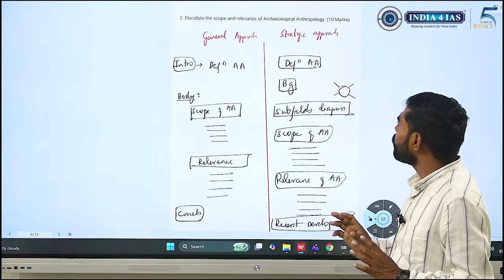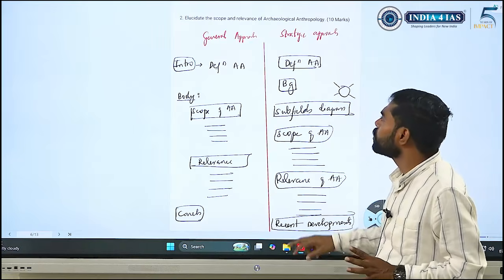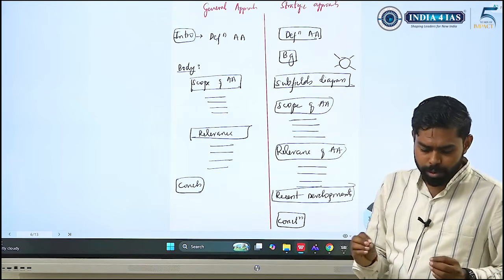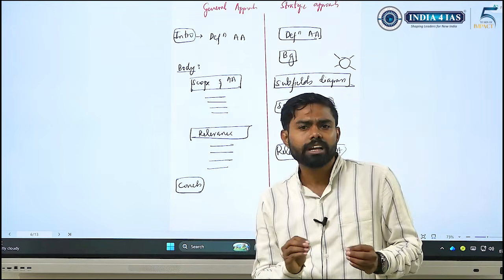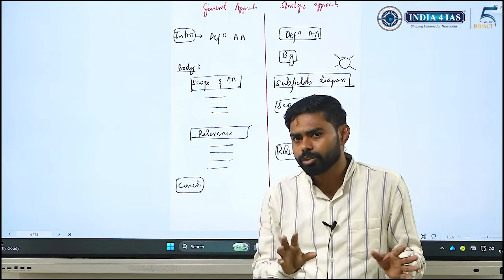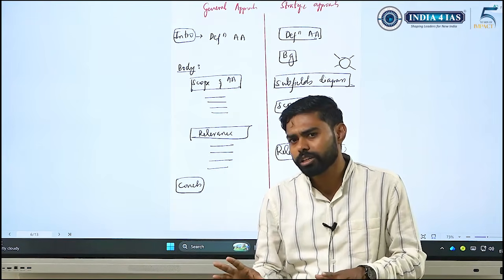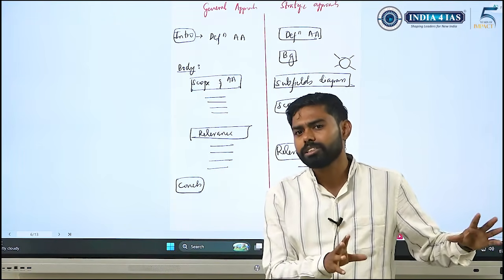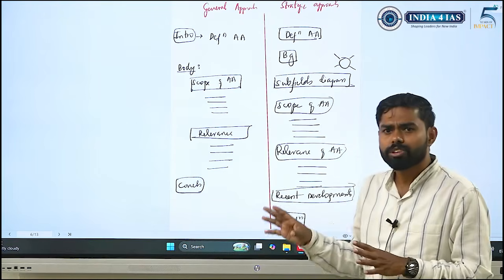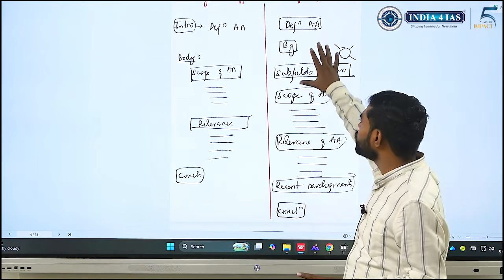Elucidate the scope and relevance of archaeological anthropology. So the question can come from any specific branch. They can ask scope and relevance of sociocultural anthropology, or biological anthropology, or archaeological anthropology, or linguistic anthropology. So we have a general template here.